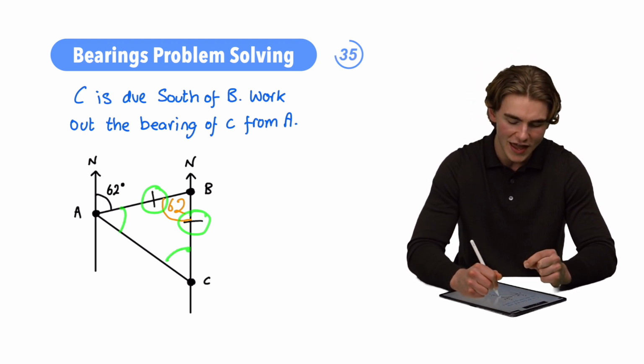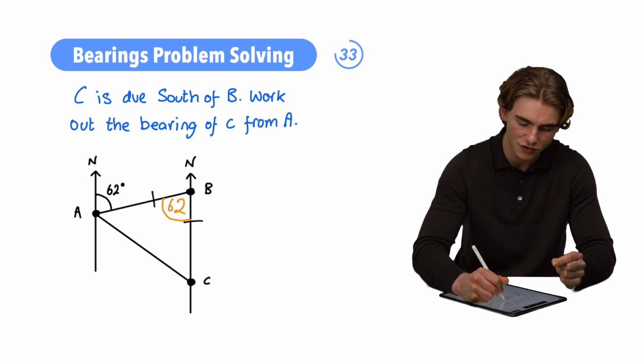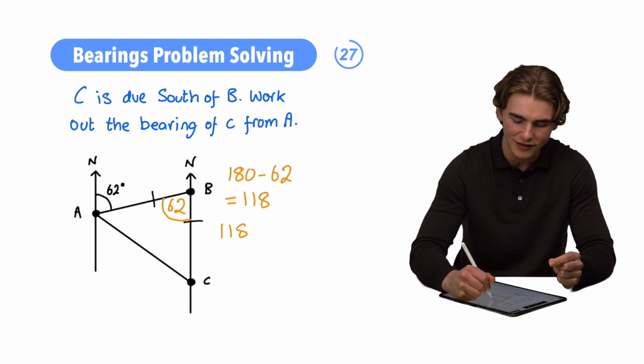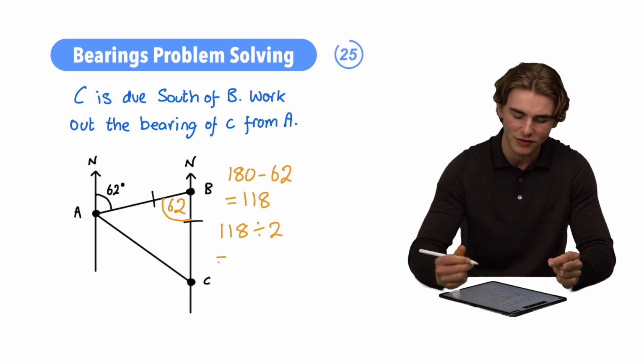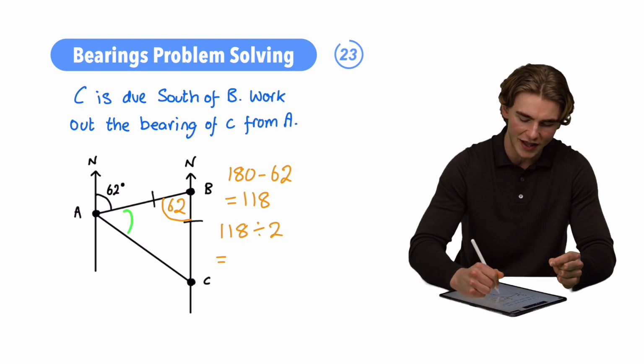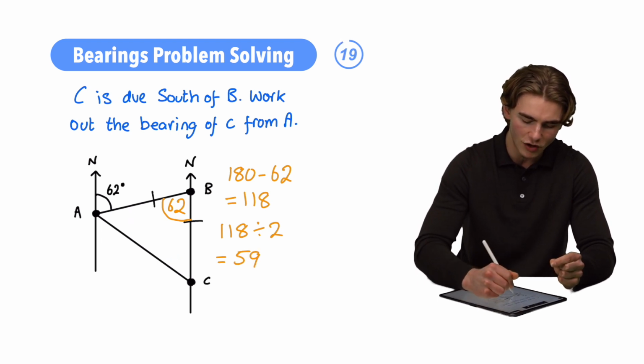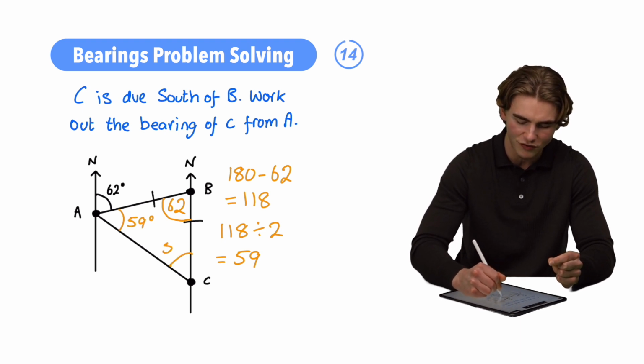So what we can do is 180 subtract 62, which is going to be 118. And then we can divide that by 2, and dividing that by 2 is going to calculate each of those angles, this angle here and this angle here. 118 divided by 2, that's going to be 59 degrees. So we can say that this angle here is 59 degrees and this angle here is also 59 degrees.